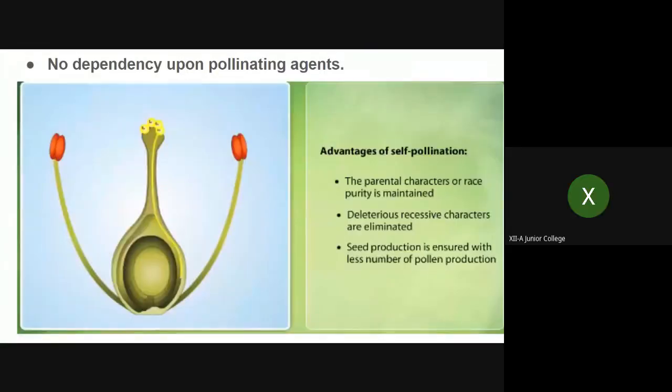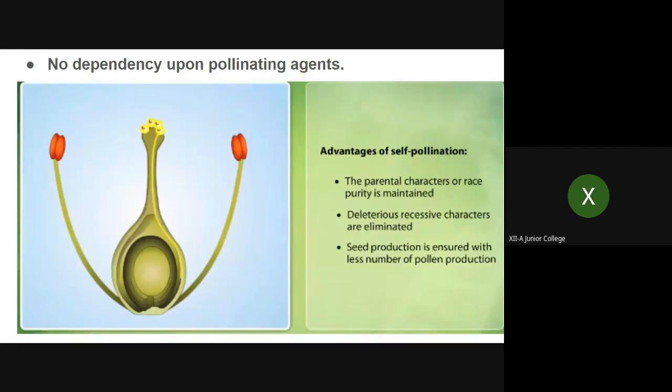Now we'll just talk about the advantages and disadvantages of self-pollination and cross-pollination, and then we will stop. Now, the most important advantage in the case of self-pollination is no dependency on the pollinating agents. Pollinating agents are not required at all. This is the first important advantage of self-pollination.